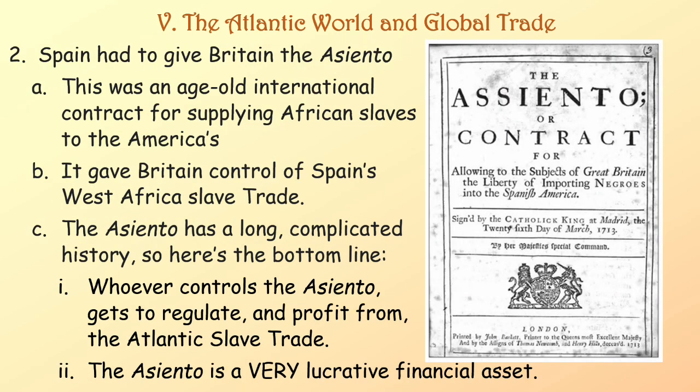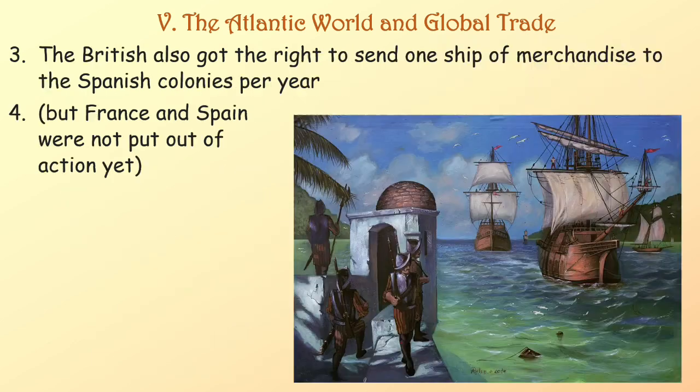Spain also had to give Britain the Asiento. The Asiento was an age-old international contract for supplying African slaves to the Americas. It gave Britain control of Spain's West Africa slave trade. The Asiento was basically a monopoly on the slave trade. The Asiento has a very, very long, complicated history, but here's the bottom line of the Asiento: whoever controls the Asiento, whoever has it, gets to regulate and profit from the Atlantic slave trade. So the Asiento is a very, very lucrative financial asset. Britain also got the right to send one ship of merchandise to the Spanish colonies per year.